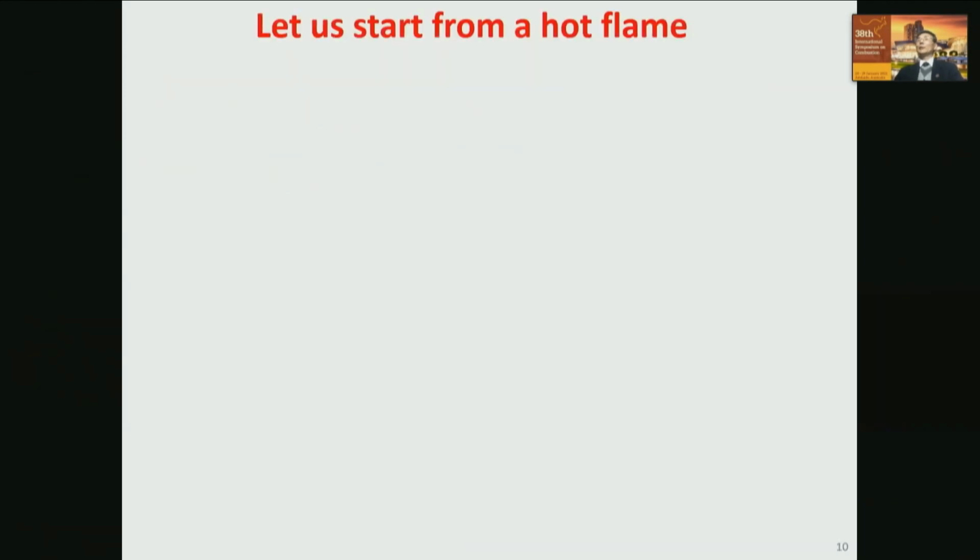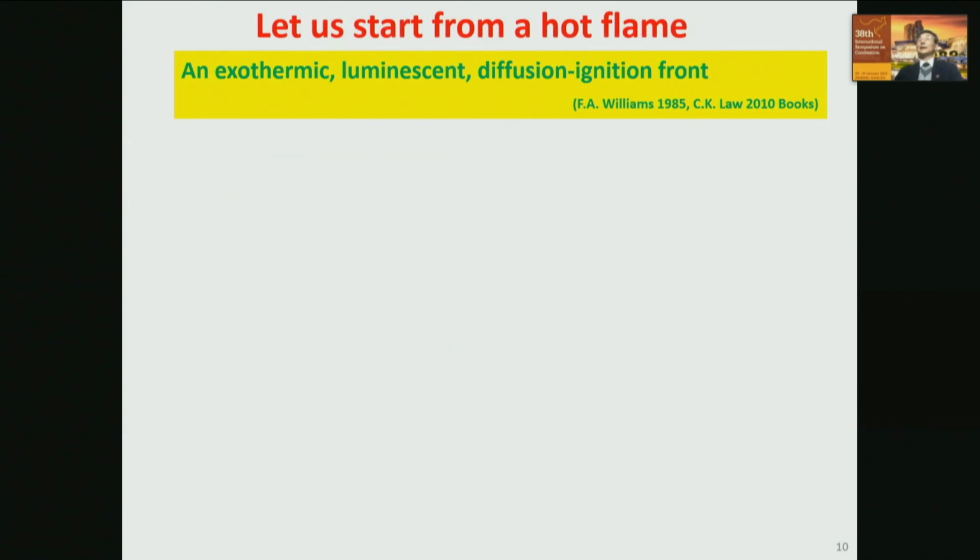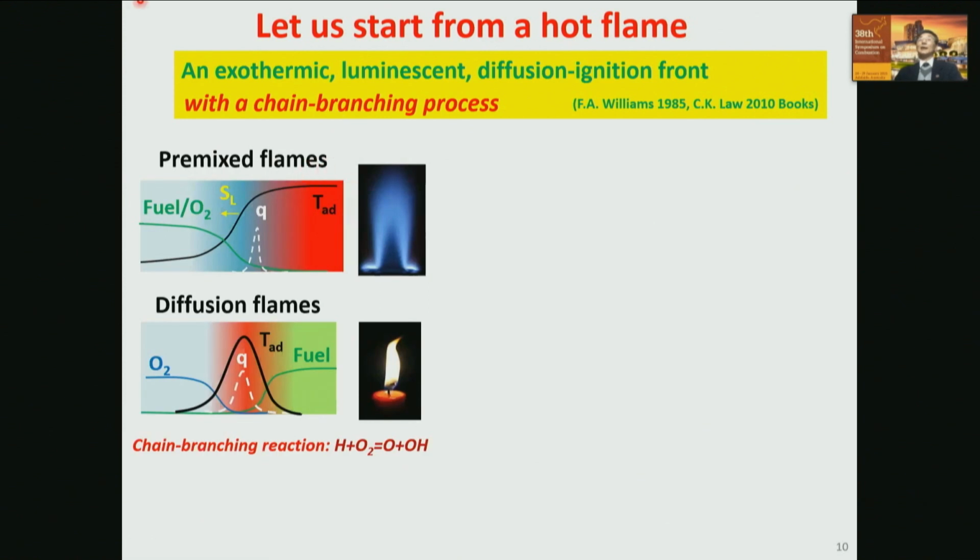To answer that question, let's start with what a hot flame is. If you look at the textbooks by Fristrom, Williams, et al., they will say that flames are exothermic, luminescent, and diffusion ignition flames. What I'm trying to add today is that a flame is indeed a process. You have chain branching reactions. For example, for a premixed flame, you have a beautiful color, a very thin reaction zone, and a flame speed, and it is diffusion-reaction controlled. With a diffusion flame, you may not have a speed, but it has the same reaction zone, and is diffusion-reaction controlled. The key chain branching reaction for high temperature flames is H plus O2, generating two radicals.